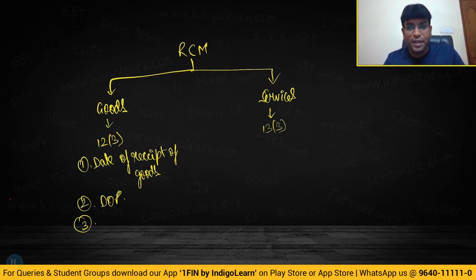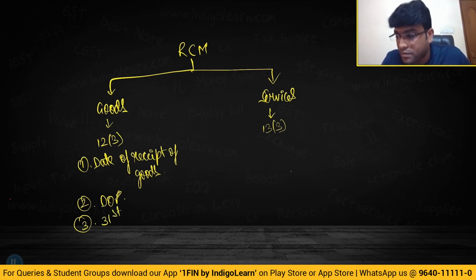So what are the dates we have here? In case of goods, section 12.3 deals with time of supply related to goods covered under RCM. Wherein the first one says date of receipt of goods. Second one, date of payment. Date of payment means what? Date when payment is entered in the books or date when payment is debited in the bank, whichever is earlier. Generally, date of payment means date when payment is entered in the books or date when payment is credited in the bank. But since this is an RCM case, we will not say when payment is credited. We will obviously say when payment is debited. Date when payment is entered in the books or date when payment is debited in the bank, whichever is earlier. So date of receipt of goods, date of payment.